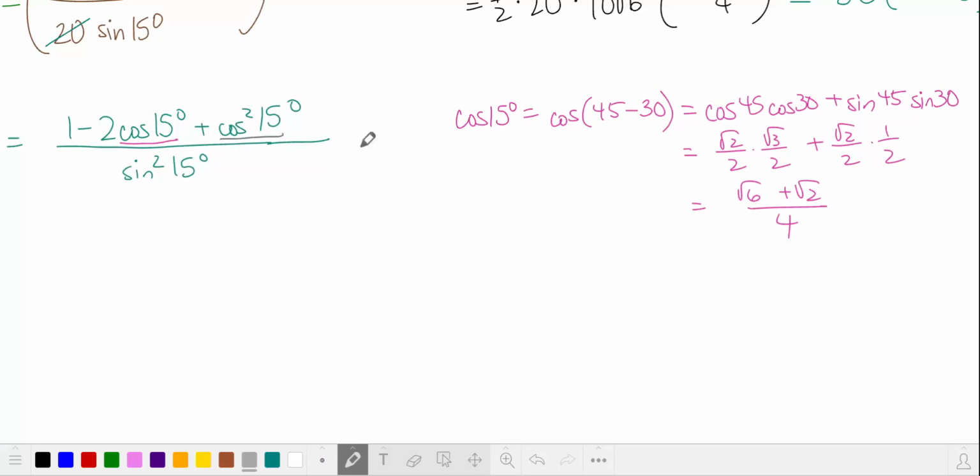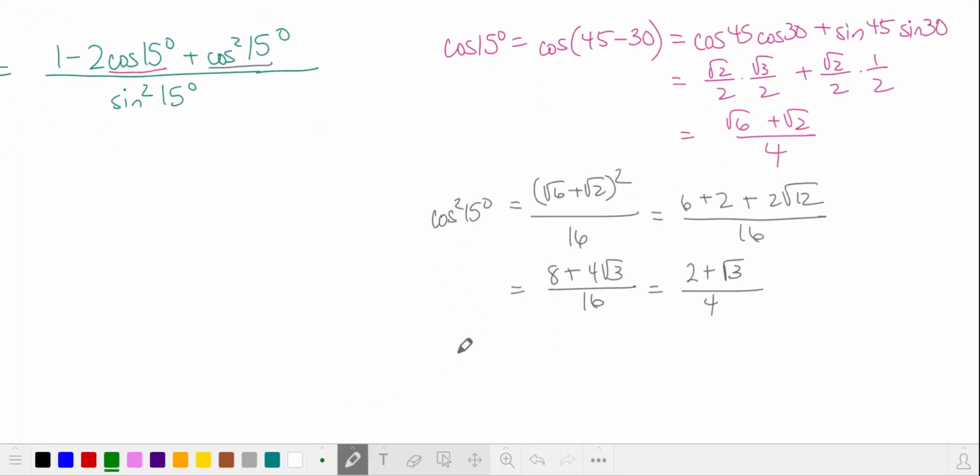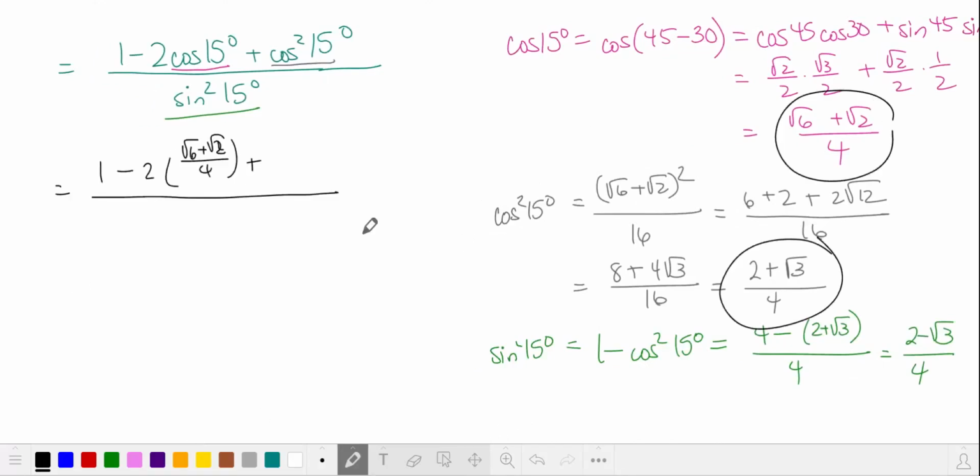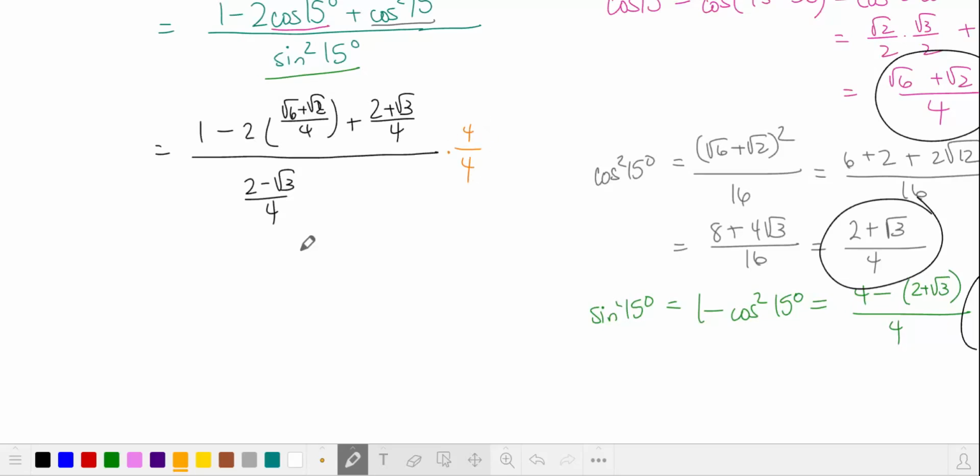Now we can square this to find our third term in the numerator. There's our squared cosine, and last is the squared sine. This is 1 minus the cosine squared. So we'll plug these in. Minus 2 times this, and then we'll add this, and this goes in the denominator. When we clear out the denominators of these fractions and combine like terms, this is what we get.